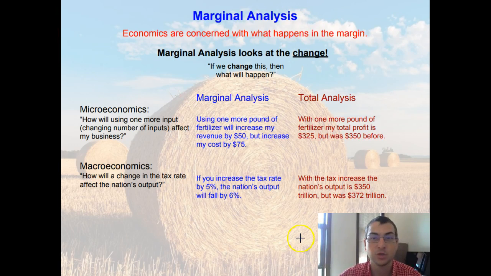Let's look at the same thing from a total analysis on the macroeconomic question. So we said with the tax increase, the nation's output is still $350 trillion, hypothetically, right? And we say, okay, that's still good. We're still producing a lot of goods. But in reality, before that tax increase, it could have been at 372 trillion. But you may not know that, and you may not see that, and you still think that this $350 trillion is a good number. But you wouldn't have known that unless you looked at it from the marginal analysis.